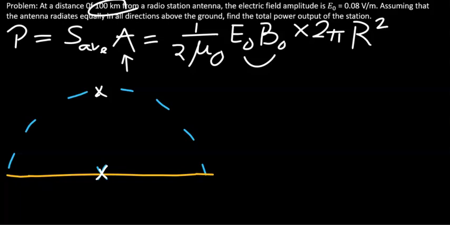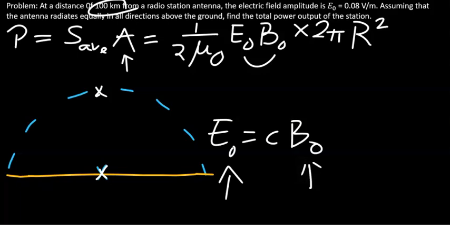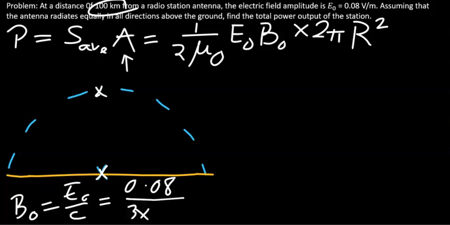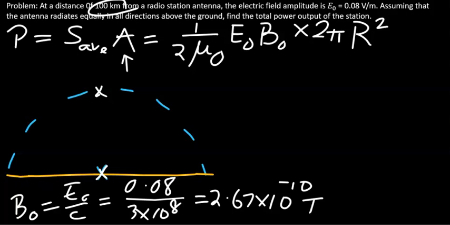These two are related because E naught is c B naught. We know E naught, so we can calculate B naught. So let's quickly calculate B naught. B naught is E naught over c. E naught is 0.08, c is 3 times 10 to the power 8, and that's going to give you 2.67 times 10 to the power minus 10 Tesla.